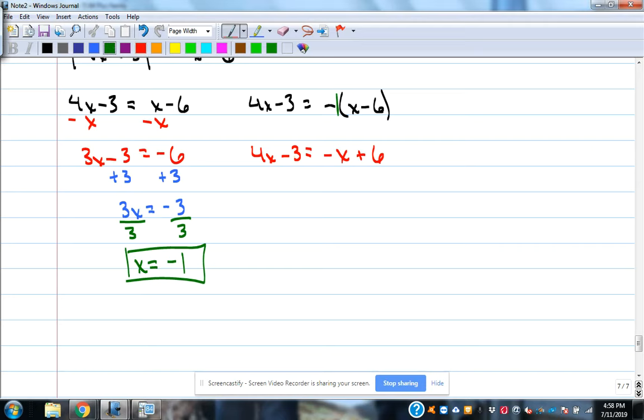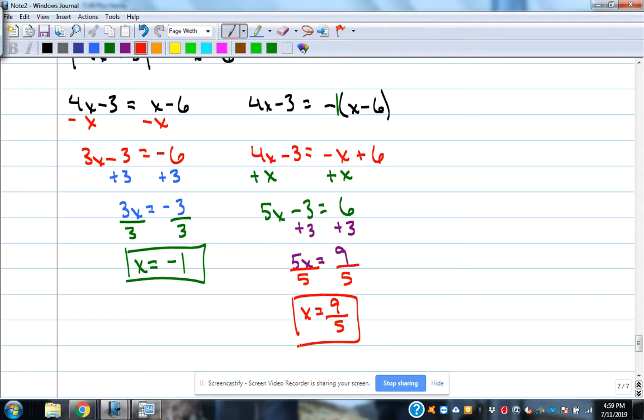Because now I've gotten that multiplication out of the way, and I can add x. And that gets me 5x minus 3 is equal to 6. And then I add 3. That's 9. And then I divide by 5. And I get another answer. Okay, so I got 2 answers.